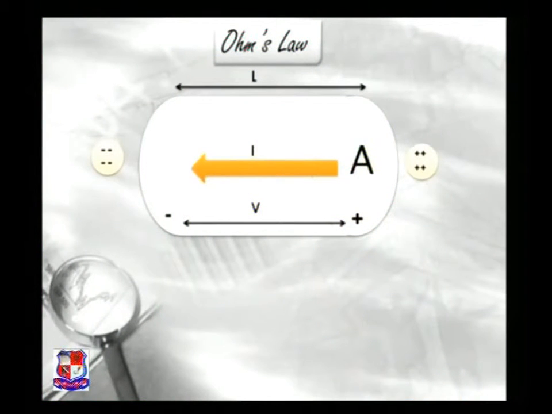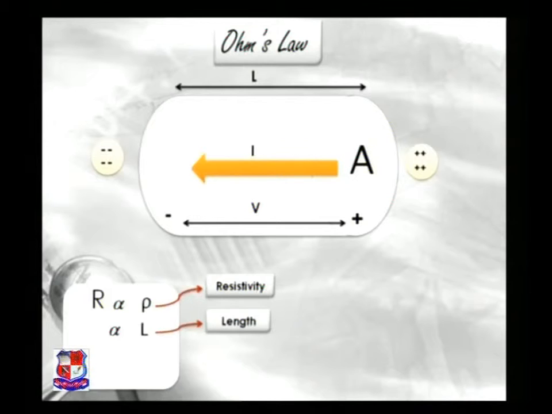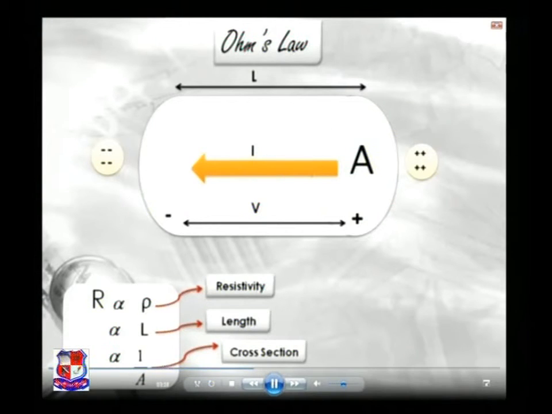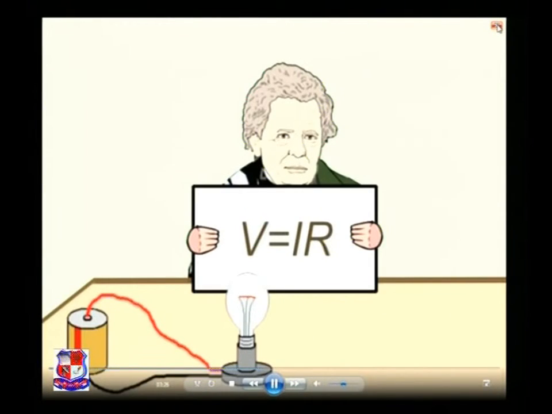So if we sum all this up, R is proportional to the resistivity of the conductor material, which is denoted as ρ. R is proportional to length, and inversely proportional to the cross-sectional area, as decreasing the cross-sectional area increases the resistance. Hence R is equal to ρ times L divided by A. R is quantified in ohms, named after the person who discovered it.